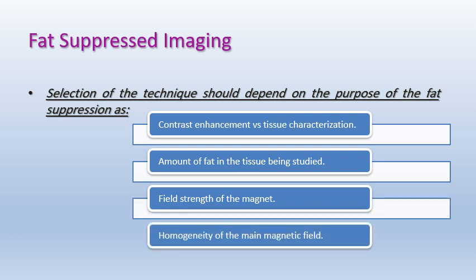Also, the homogeneity of the magnetic field. If there is a metallic implant in the body part of the examination, it will give some heterogeneity of the field of the image. So there are some sequences preferable to use with metallic implants and some that are not. So these important points should be kept in mind before the selection of the suitable fat suppressed imaging sequence.